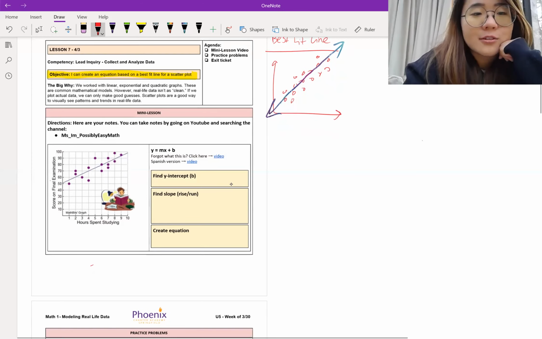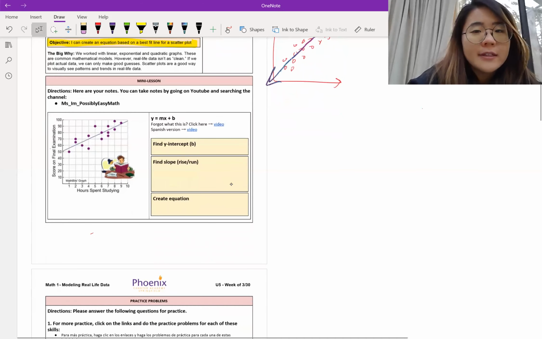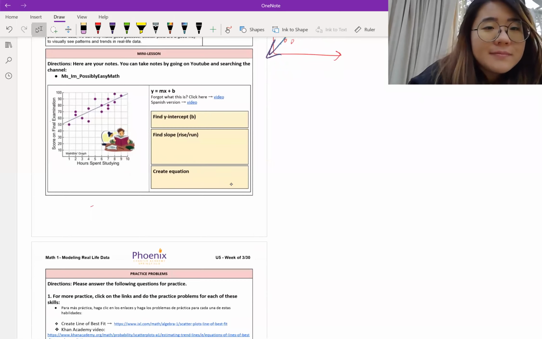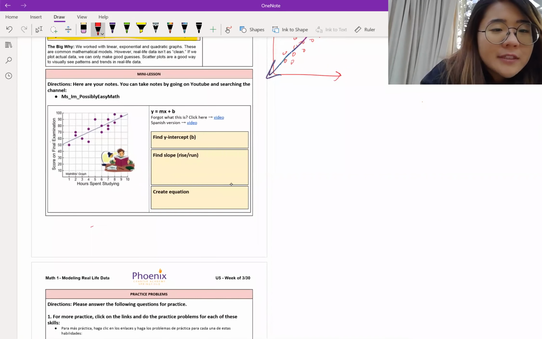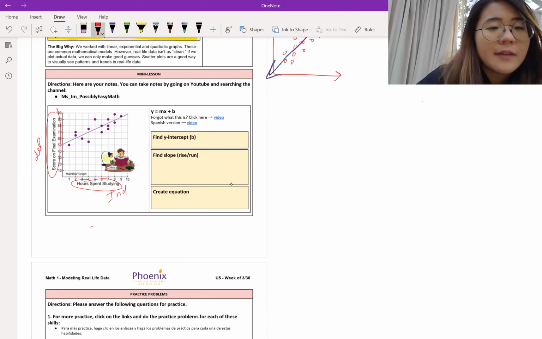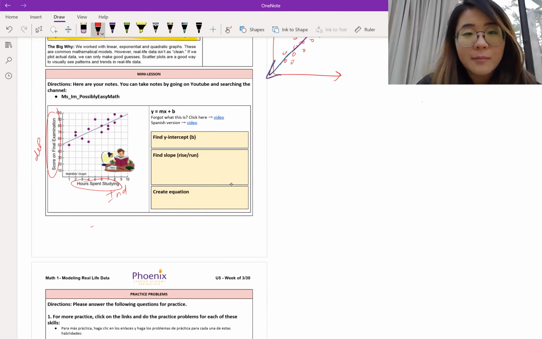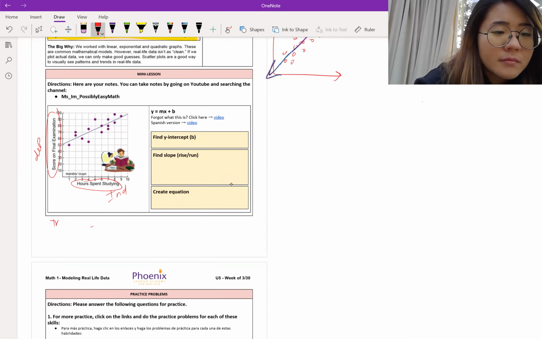So we're looking at this graph. What is this graph about? You can see here that our graph is about hours spent studying. That's our independent variable. This is our score on final exams. That's our dependent variable. Our scatter plot, if we're talking about the trend, we notice that it's positive. And if we're talking about the strength, I would say it's moderate, right? It's medium.